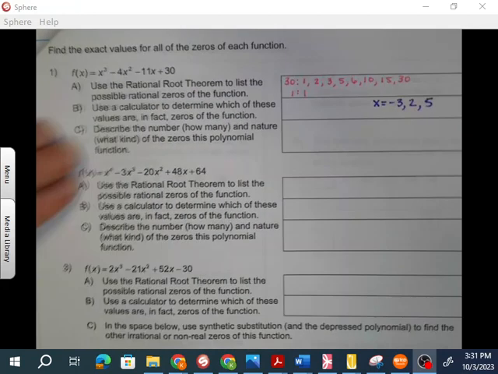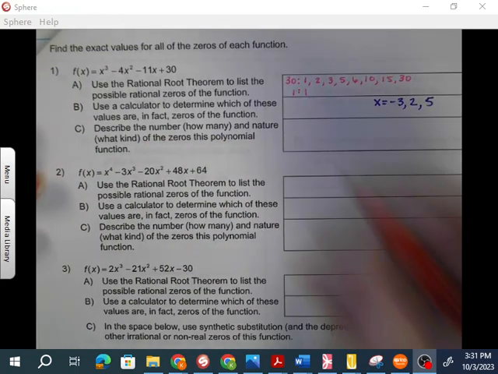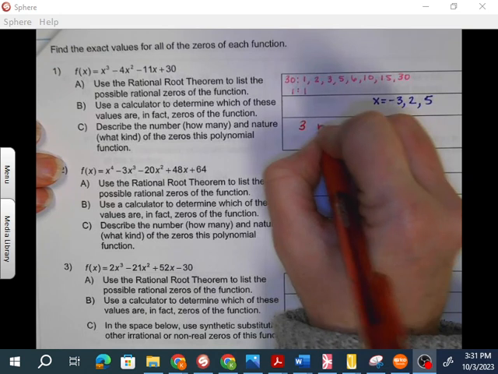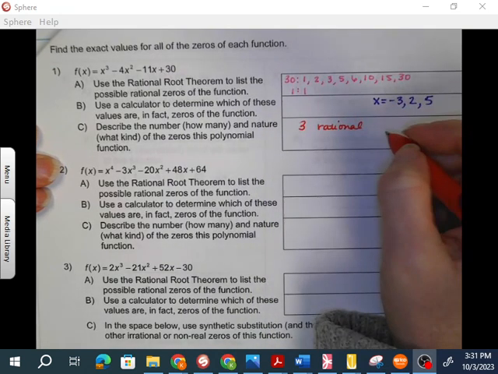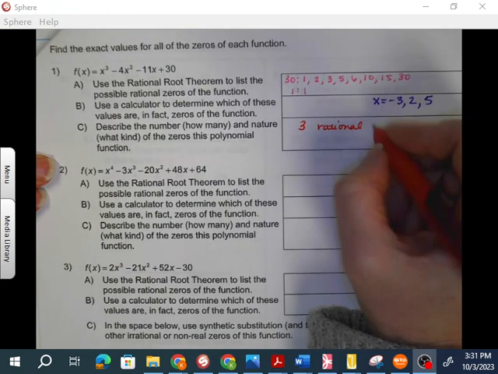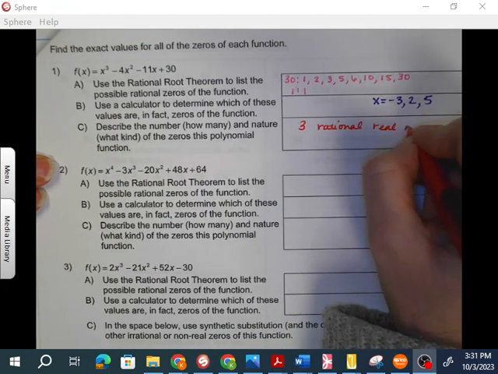Then it says, describe the number and nature of the zeros. Well, we already said there's 3. They are all rational because none of them have a radical. None of them are those nasty decimals. 3 rational, real roots, because I could see them on the x-axis.